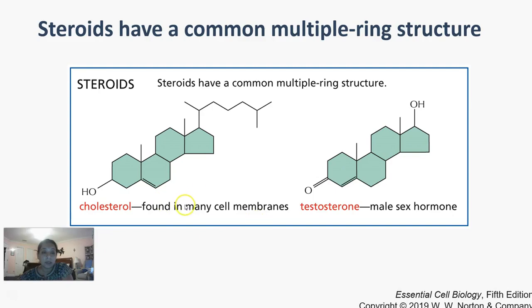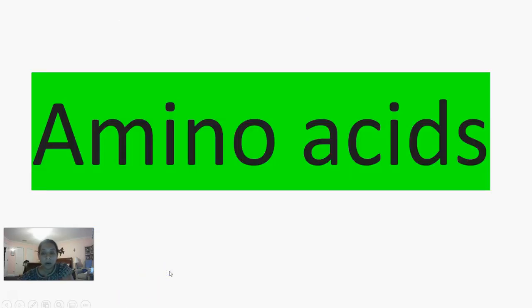Cholesterol is one of these molecules that is found in many cell membranes, and it keeps our membranes more fluid and prevents them from becoming too rigid. You can also have testosterone, which is the male sex hormone, and estrogen. Many types of hormones are actually built off of the steroid structure as their basic part.